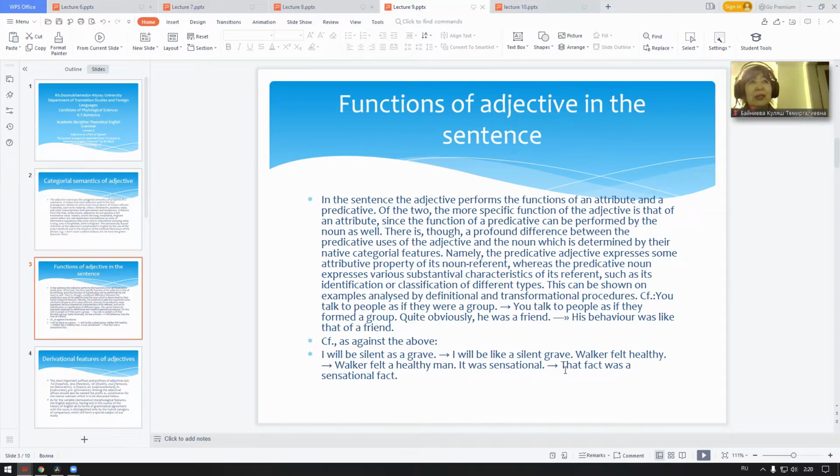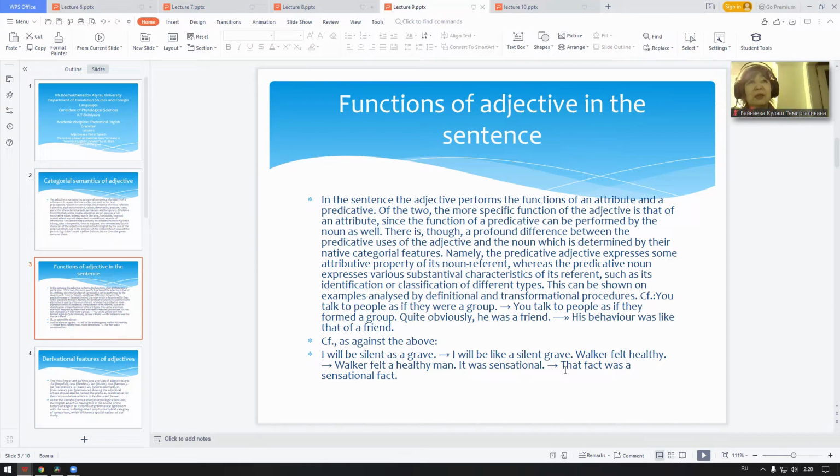Functions of adjective in the sentence. In the sentence, the adjective performs the functions of an attribute and a predicative. Of the two, the more specific function of the adjective is that of an attribute, since the function of a predicative can be performed by the noun as well.